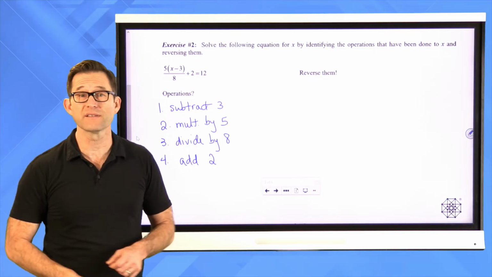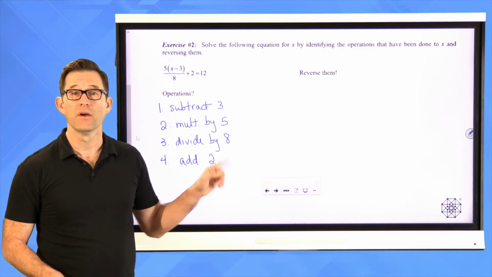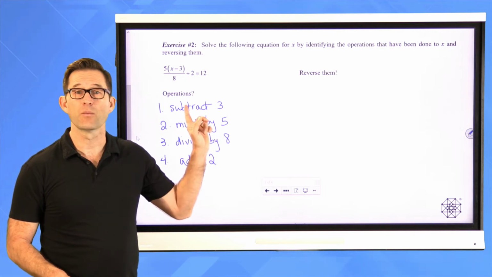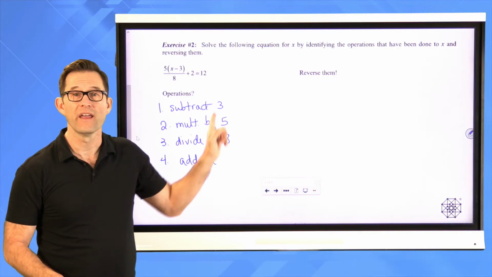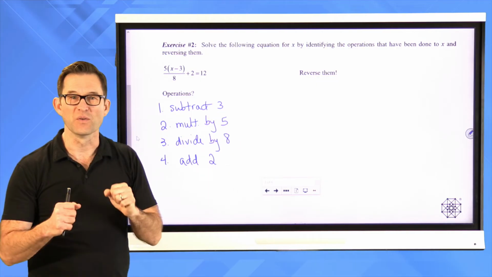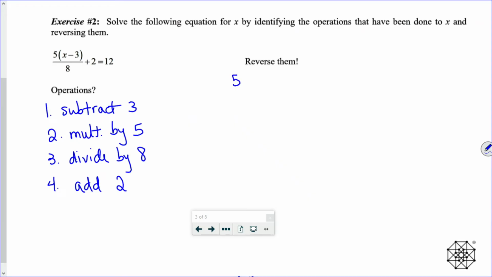But you already can see the steps. We're going to subtract 2. We're going to multiply by 8. We're going to divide by 5, and then we're going to add 3. Right? We're just going to do the opposite of what we've got here in this order. So let's do it. All right, here we go. Let me rewrite the equation out. 5 times x minus 3 divided by 8 plus 2 is equal to 12.